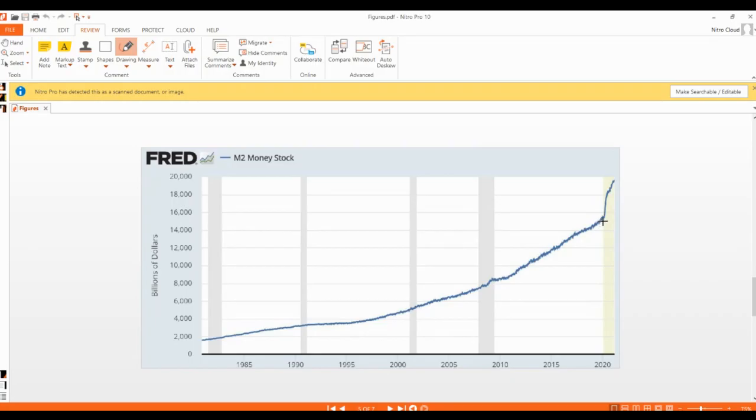In contrast, look at 2020. In 2020, there's a clear departure, right, from the usual trend. It's the jump. So what's behind this? How come there was a financial crisis in 2008, but the money supply did not collapse? What must have happened?